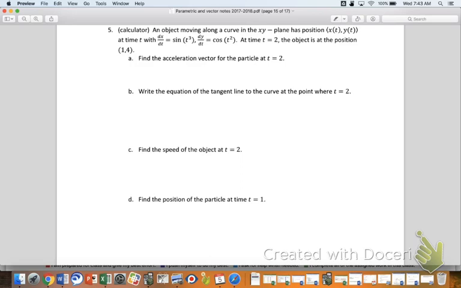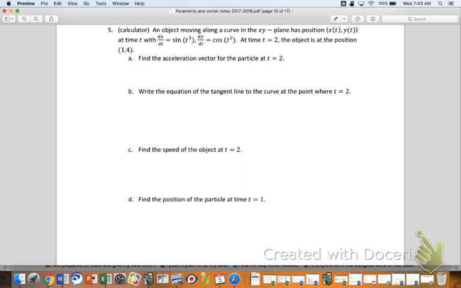It says, an object moving along a curve in the xy plane has the position vector x of t comma y of t. Notice they don't tell you anything about x of t or y of t directly, but they do tell you that dx dt is equal to sine of t cubed and dy dt is equal to cosine of t squared. And then it says that at time t equals 2, the object is at position 1, 4. So they do tell us a little bit about position, but they do not directly tell us the position vector. Part A says, find the acceleration vector for the particle at t equals 2.